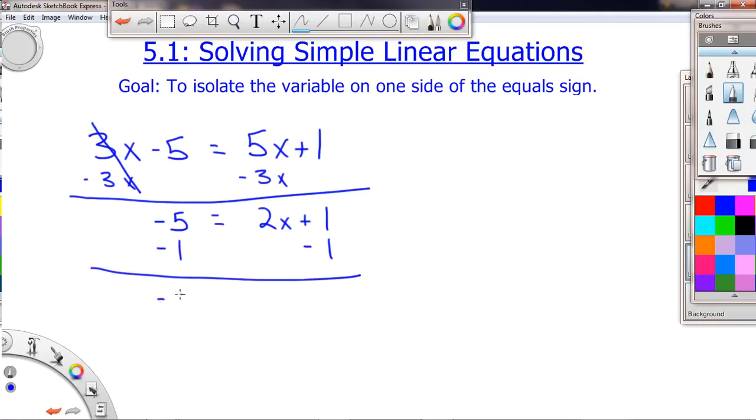Which gives me negative 5 minus 1 is negative 6. These ones cancel out. I'm left with 2x. And now, of course, 2 times x, well, to cancel that out, I'm going to divide by 2. And negative 6 divided by 2 is negative 3, which is equal to, 2's cancel here, x. x is negative 3.